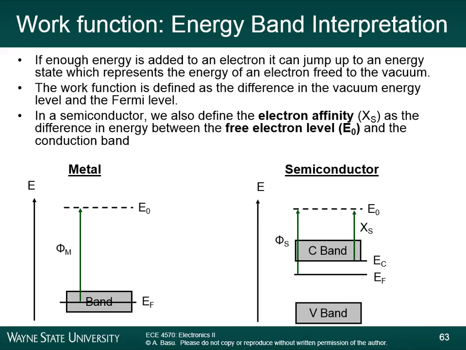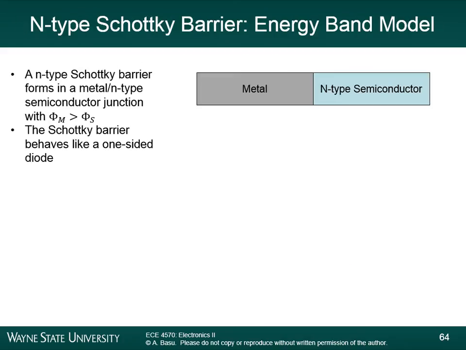All right, so now let's look at what happens when we put an N-type semiconductor and metal together. The key constraint here is that phi m is greater than phi s. Under this condition, you'll end up forming an N-type Schottky barrier. This is a device that behaves very much like a diode.